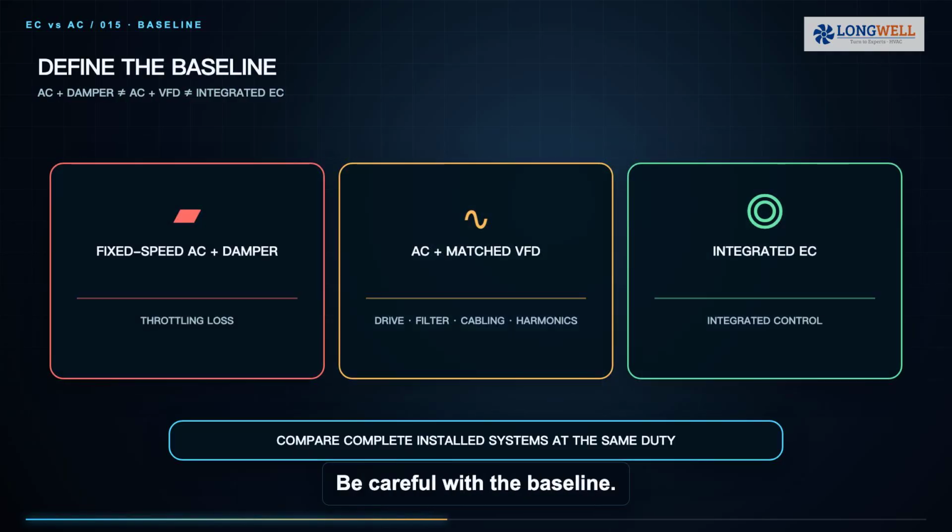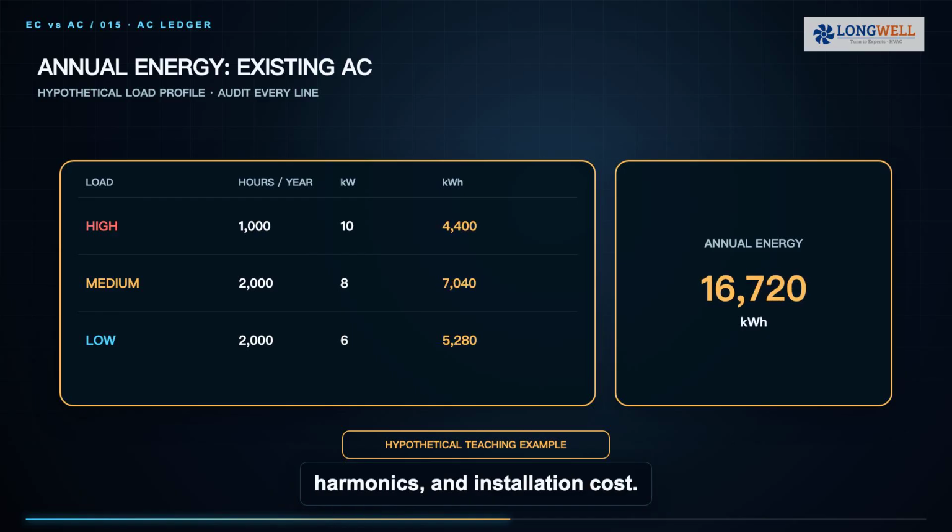Be careful with the baseline. A fixed-speed AC fan throttled by a damper differs from AC with a well-matched variable frequency drive. A VFD can capture much of the speed benefit. Any remaining EC advantage must be proven with measured input power, including the external drive, filters, cabling, controls, harmonics, and installation cost.